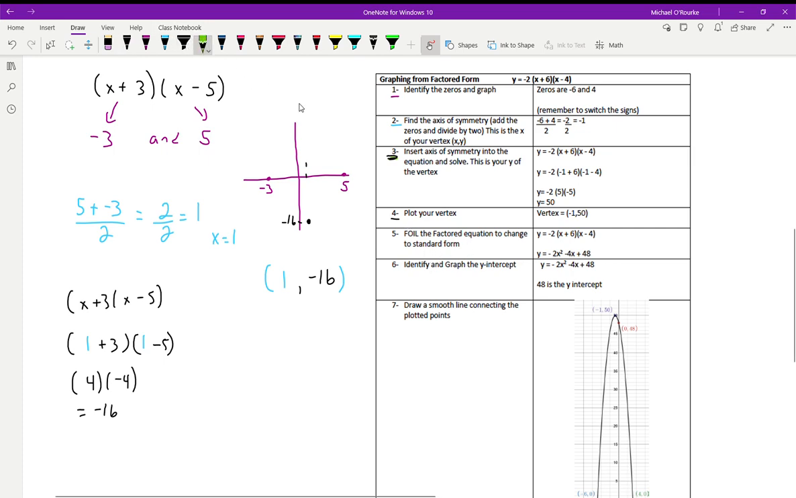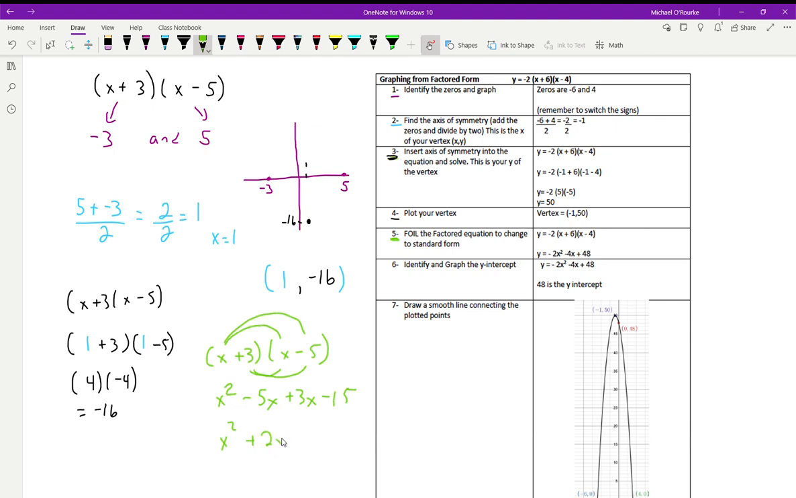Now I need to change the standard form to find my y-intercept. So x plus 3, x minus 5. So let's FOIL it now. So x times x is x squared, -5x, plus 3x, minus 15. So we combine these two to make plus 2x, minus 15. So now here is my y-intercept at -15. And then from there, all I have to do, I guess I did that in red, right? And from there, I graph it. I connect all my dots that I made. Okay.